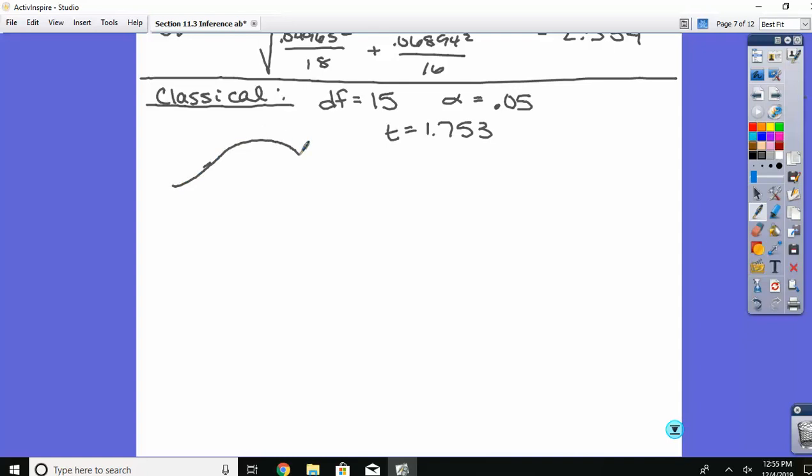in picture form. That means here's my t. Anything above that, we would reject. Anything in that shaded region. The t we calculated for our problem was 2.53. So would we reject or not?